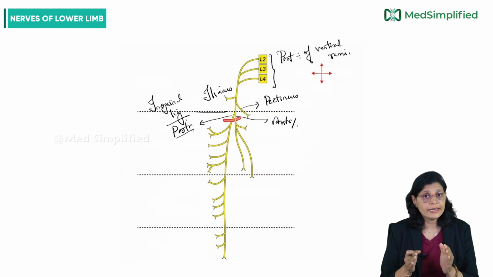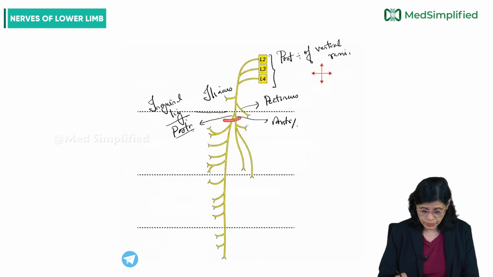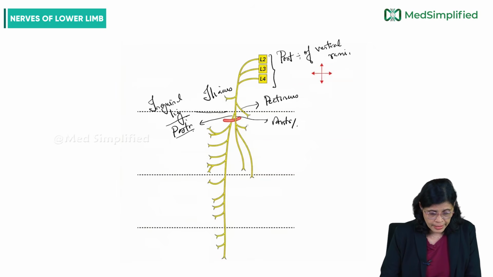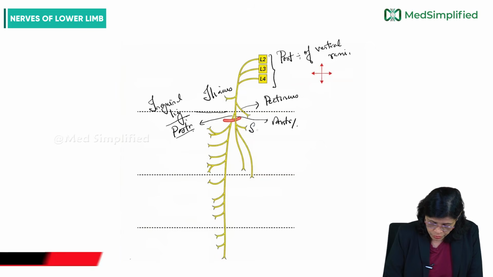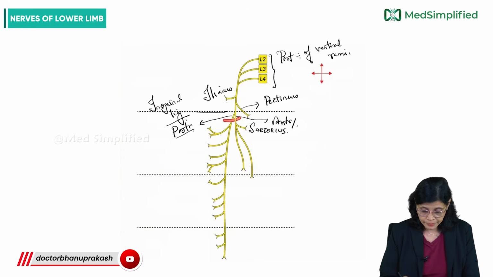So once it enters the thigh and divides into anterior and posterior divisions, now these divisions will further give the branches. So the anterior division, you have to remember, is mainly cutaneous. So it gives 2 cutaneous branches and supplies only 1 muscle of the extensor compartment of the thigh. So the muscle supplied by it is sartorius. So sartorius is the only muscle supplied by the anterior division of the femoral nerve.